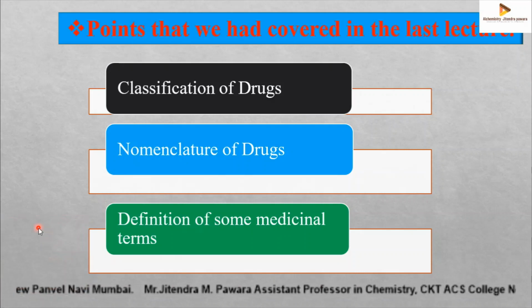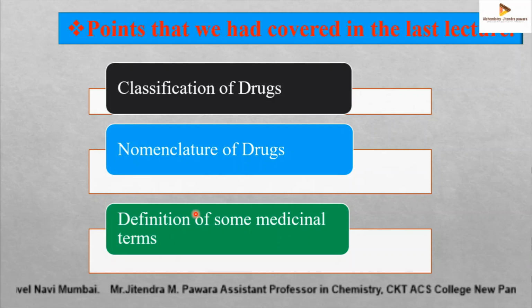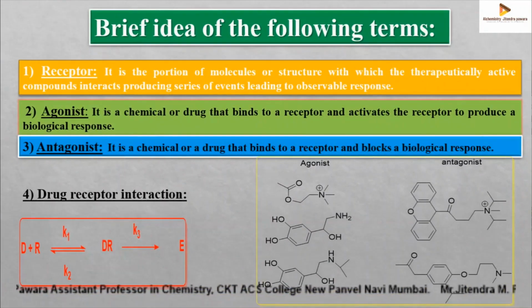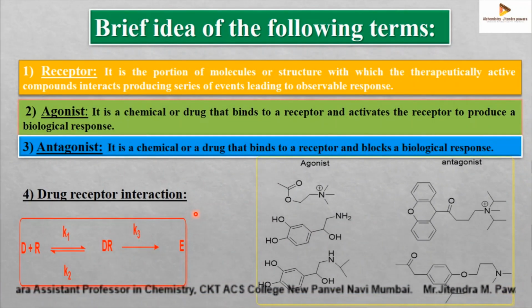Then again in the last lecture we had learned the definition of some medicinal terms, that is pharmacone, pharmacology, pharmacophore, then prodrug, then half-life, efficiency, LD50, that is median lethal dose, then ED50, median effective dose, GI50, growth inhibition of 50% of cell, and therapeutic index. So these are the points that we had covered in the last lecture. So dear students, today we are going to learn some brief idea of the following terms.